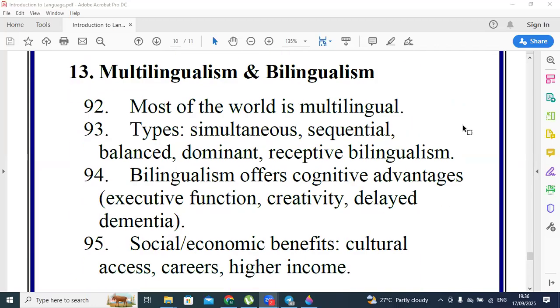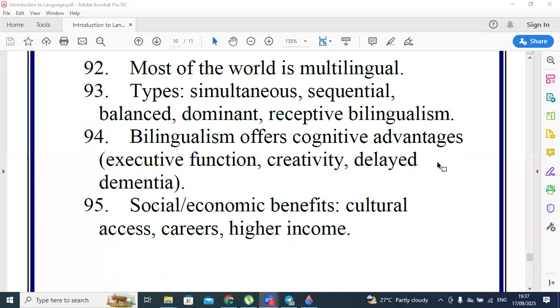Multilingualism and bilingualism. Most of the world is multilingual. Types: simultaneous, sequential, balanced, dominant, receptive bilingualism. Bilingualism offers cognitive advantages: executive function, creativity, delayed dementia. Social and economic benefits: cultural access, careers, higher income.